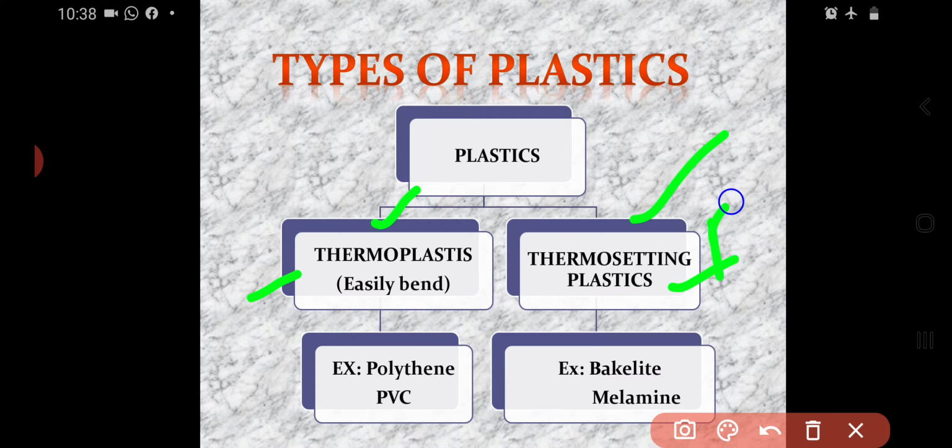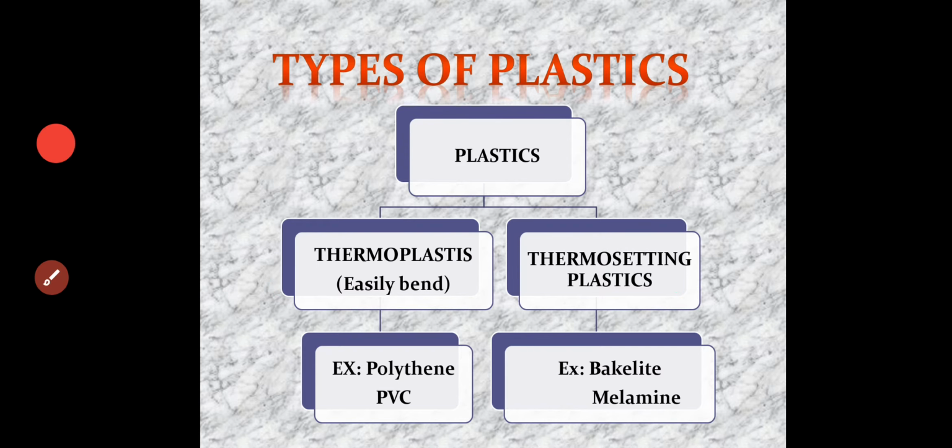They will be broken easily. So that plastics are made from thermosetting plastics. Examples for thermoplastics are polythene or PVC. If you take thermosetting plastics, the examples are bakelite and melamine. If you take cooker handles, they are very hard, but they are plastics only. So those are also examples of thermosetting plastics.